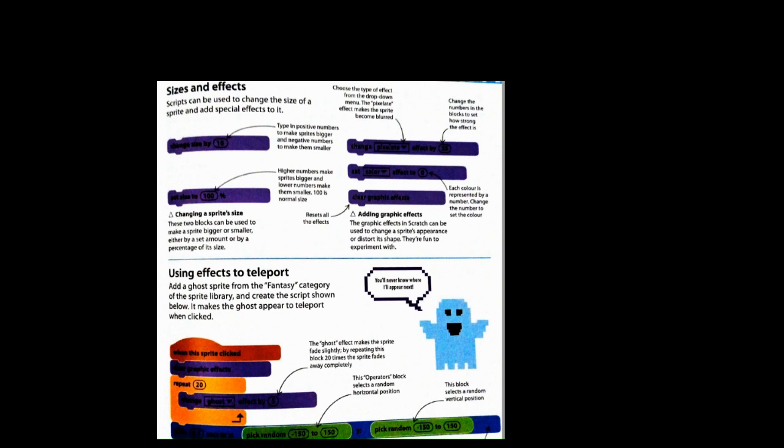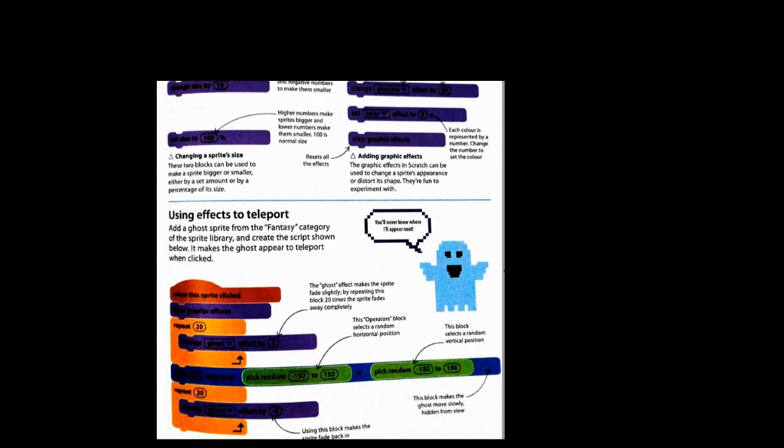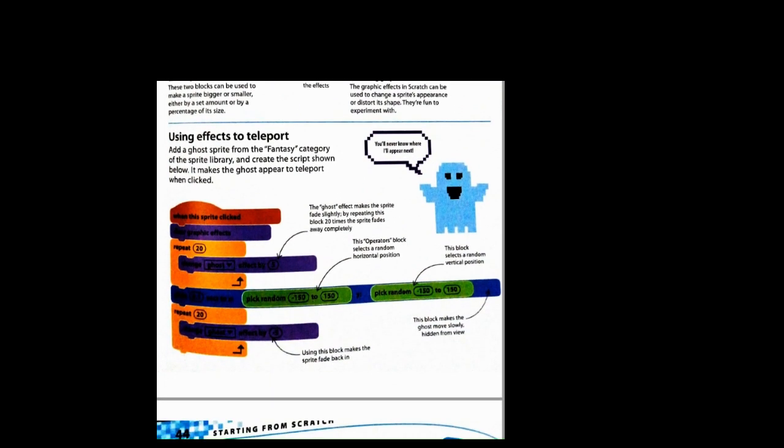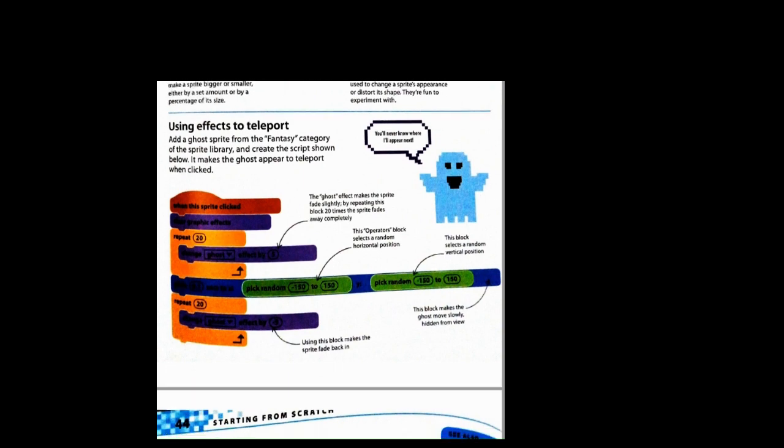Choose the type of effect from the drop-down menu. The pixelate effect makes the sprite become blurred. Then change the number in the block to set how strong the effect is. Each color is represented by a number. Change the number to set the color. Resets all effects. Adding graphic effects. The graphic effects in Scratch can be used to change a sprite's appearance or distort its shape. They're fun to experiment with.